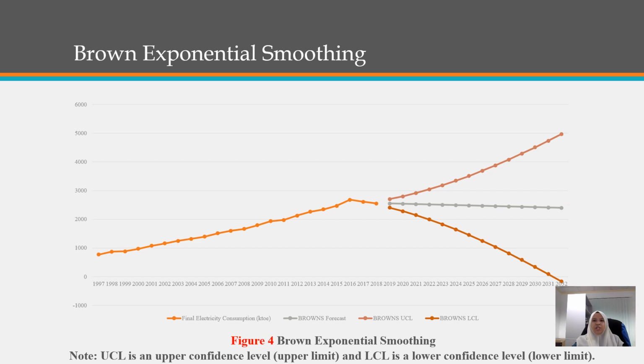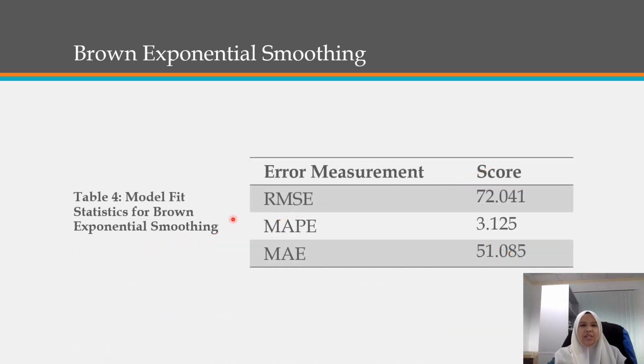How about the fit model? Next, this is the fit model: RMSE, MAPE, MAE. So the lowest will be MAPE, 3.125.